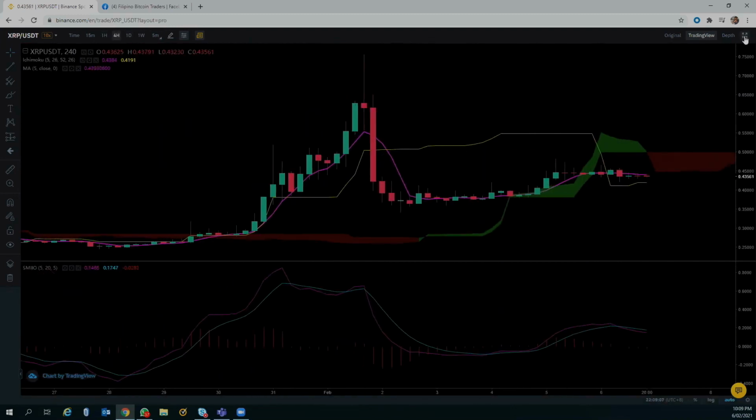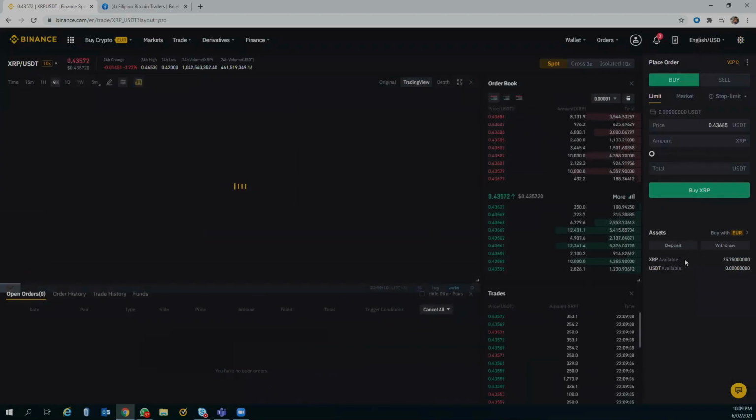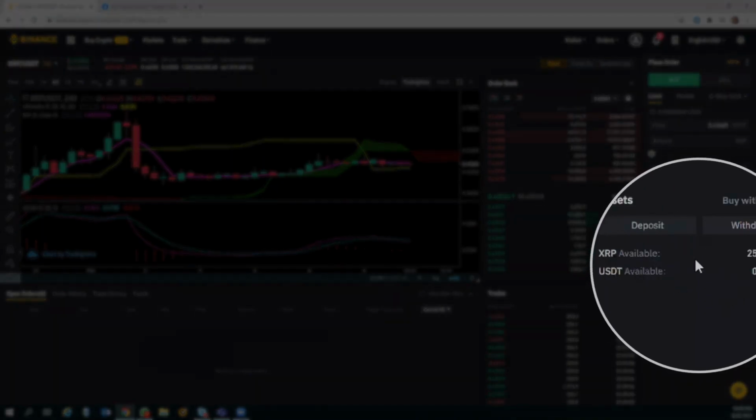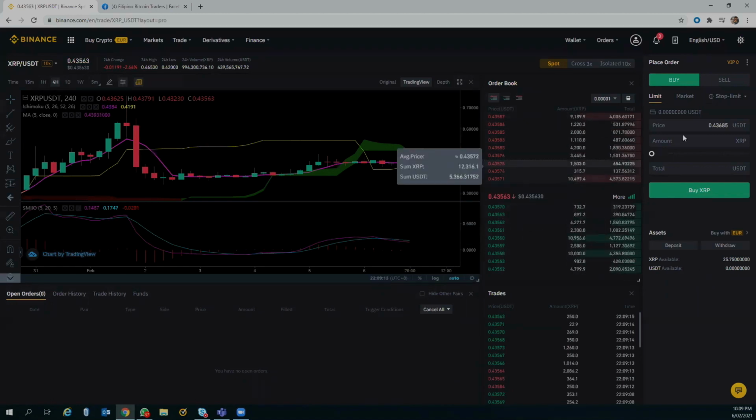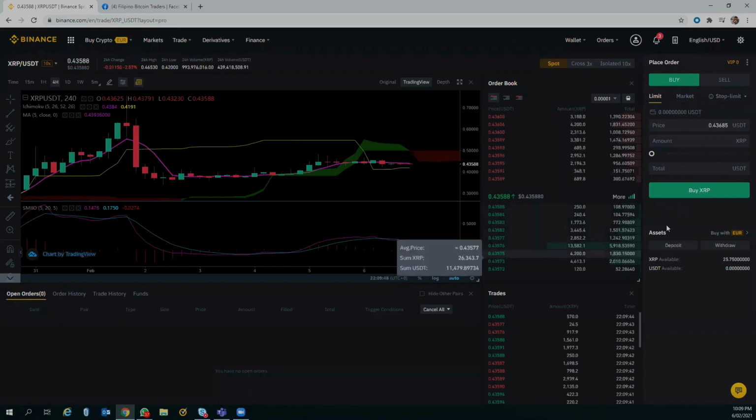Okay, so let's say mag-start tayo sa sell. So I have 25 Ripple here. So let's say maglagay tayo ng OCO order dito, no? So gusto natin ng OCO order is may target price siya at the same time may cut loss siya. So yan ang pag nag-sell ka. Pag nag-buy naman siya, may target price for buying tayo at saka may price din siya na isi-set natin na hindi tayo maiiwan. So let's say for example, we'll try the OCO sell order first.